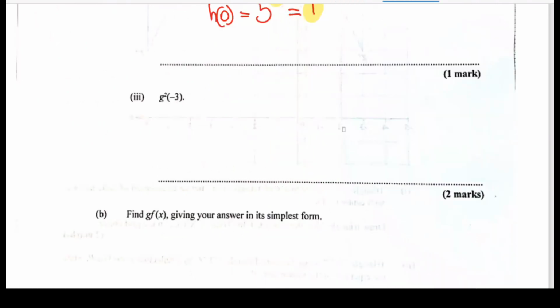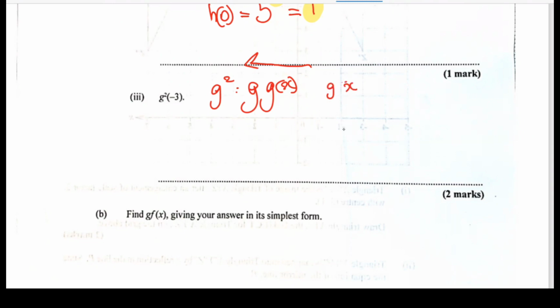So this question says you want to do g square of -3. But what g square is, you have to understand that g square really means g in g. That is how you get g square in a function. It's g function in g. You could put g in g, and then when you're done, you put -3 where x is.